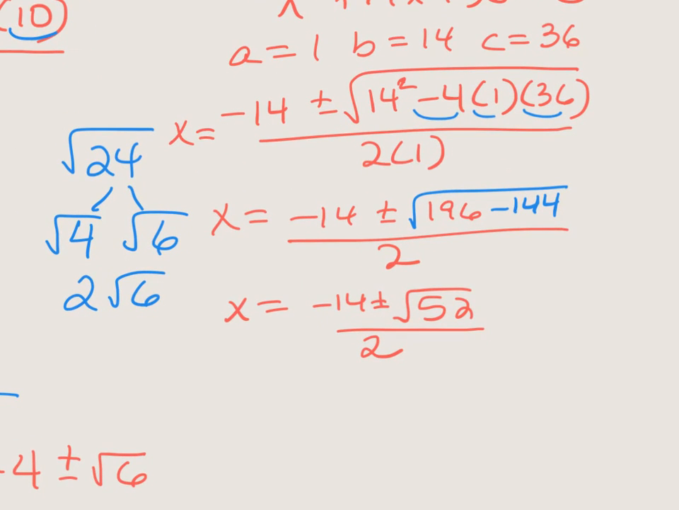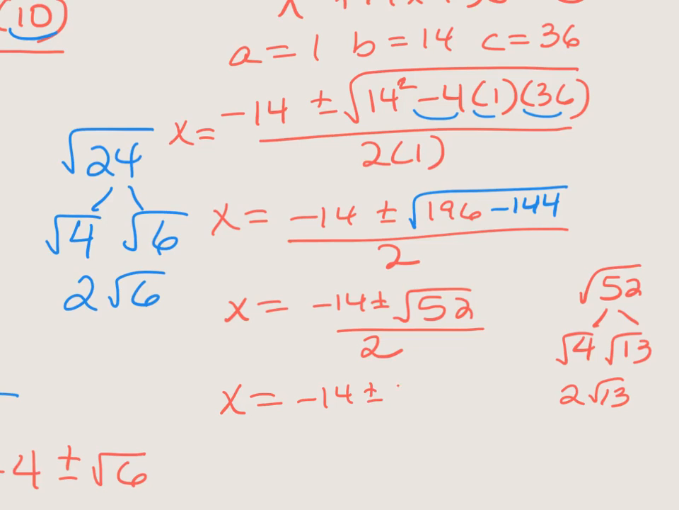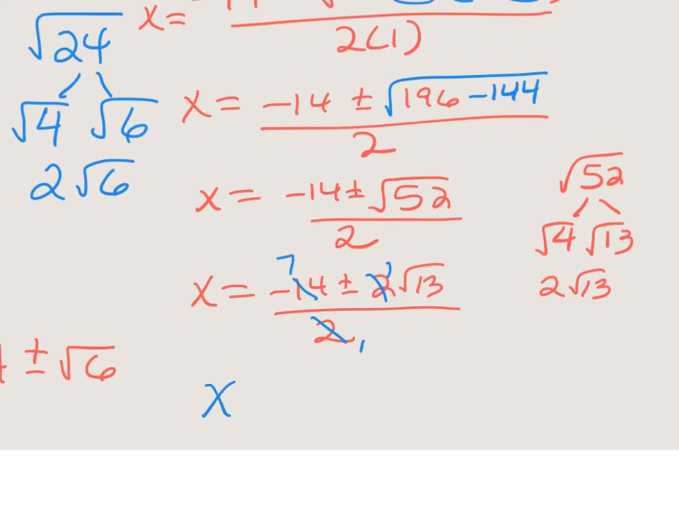I need to break down the radical. Again, do not be tempted to simplify the negative 14 and the 2 yet. Do this first. This simplifies into 4 times 13, so 2 radical 13. And now simplify the fractions. So a 1 and a 1 and a negative 7. So final answer here, negative 7 plus or minus the square root of 13.